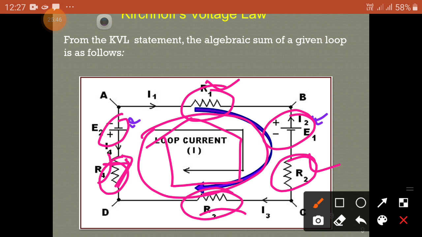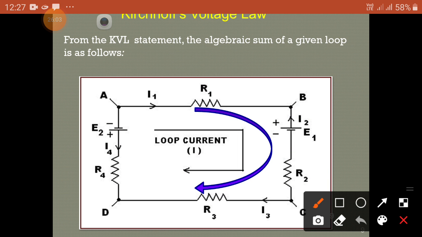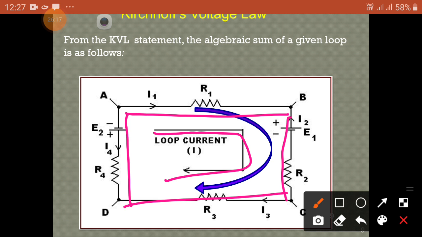At month ending, whatever the sources generated is spent by the end of the month. The money in your house is equal to 0. Same thing you are going to analyze here. Now in the closed loop, here you can see this is the loop current. We have taken the loop A to B, B to C, C to D, and D to A.